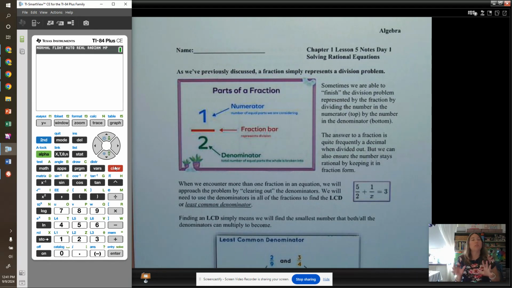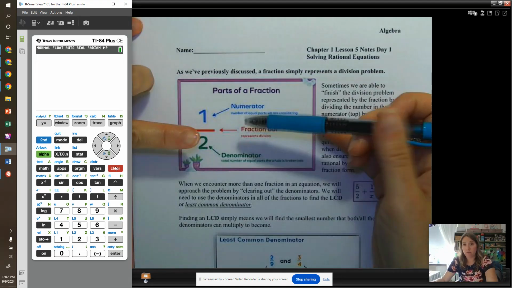Now, we have previously discussed that a fraction is simply a division problem. In rational equations, we are going to deal with fractions in multiple pieces of the equations that we're solving. So let's remind ourselves, given this picture, of the parts of a fraction.